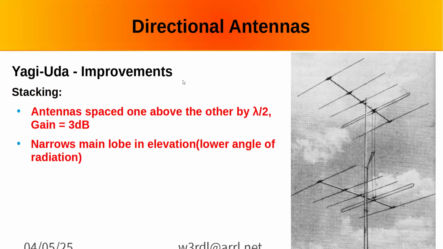One of the other things you can do is you can add more than one Yagi. If you space them one above the other, half a wavelength apart, you increase the gain by 3 dB, but you also have a narrower lobe in elevation. In other words, it squishes the lobe.